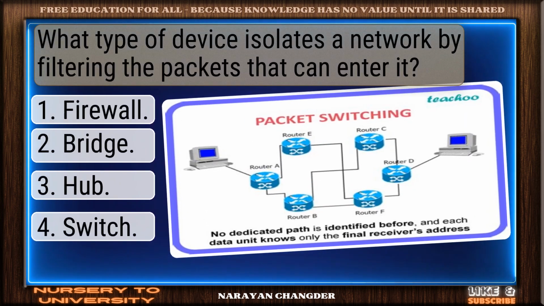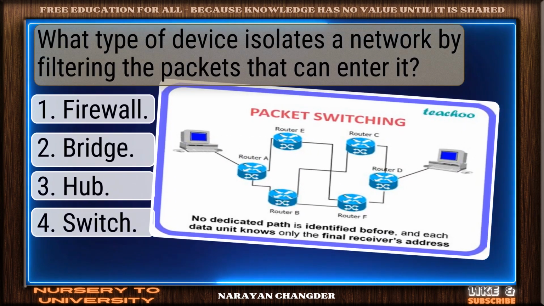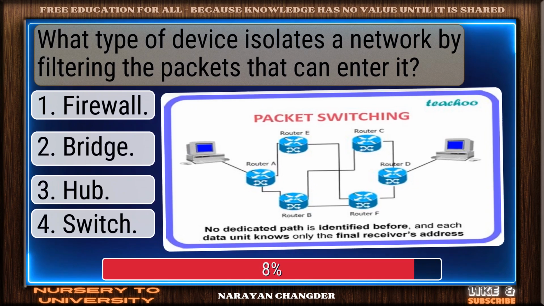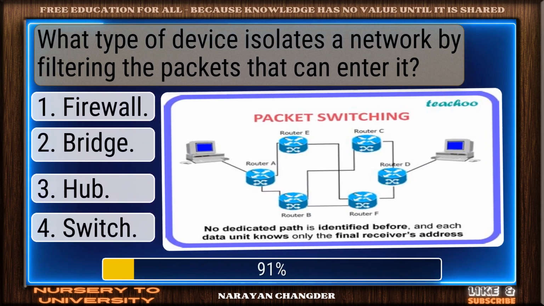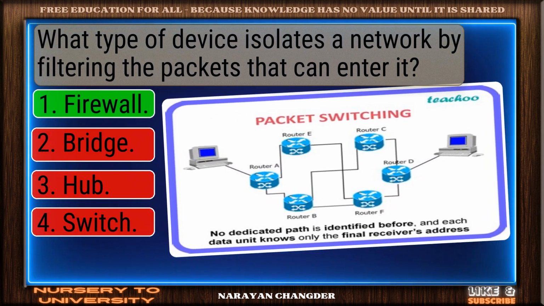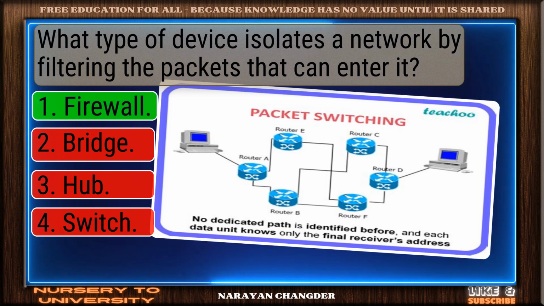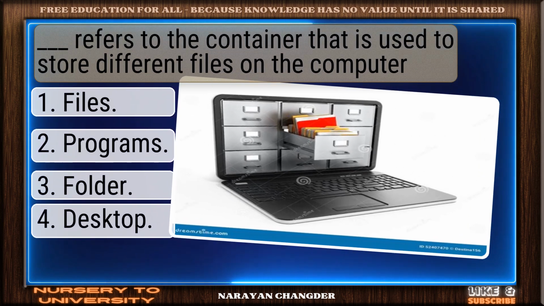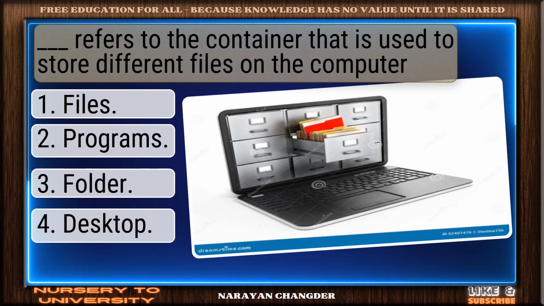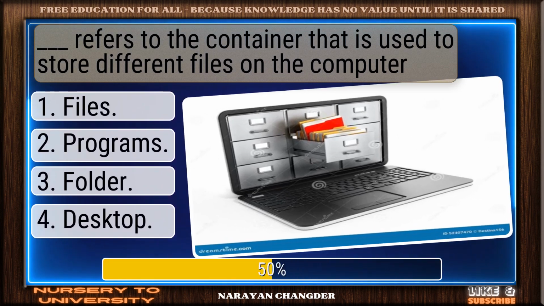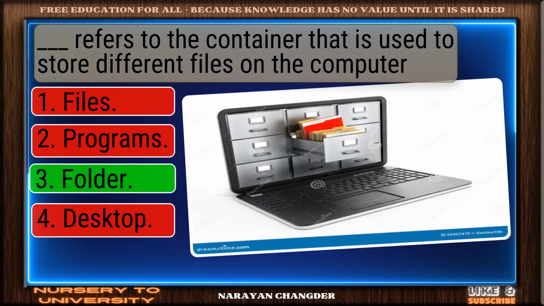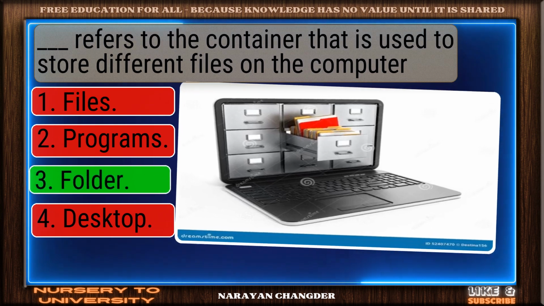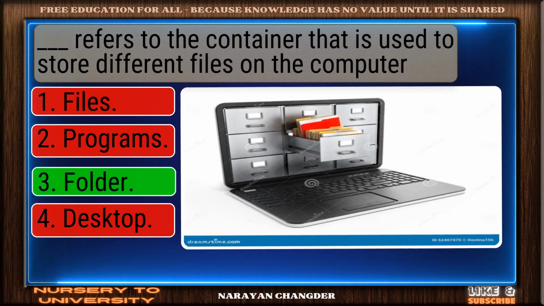What type of device isolates a network by filtering the packets that can enter it? Smart move. Firewall is an accurate answer. Dash refers to the container that is used to store different files on the computer. Nice selection. Folder is the correct and valid answer.